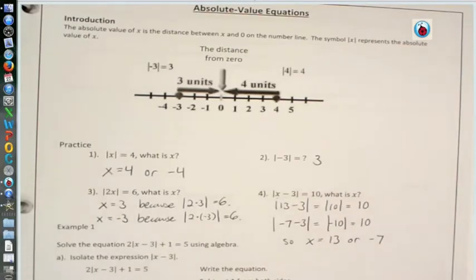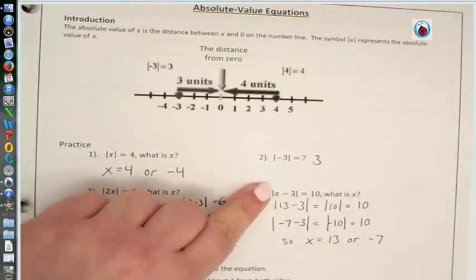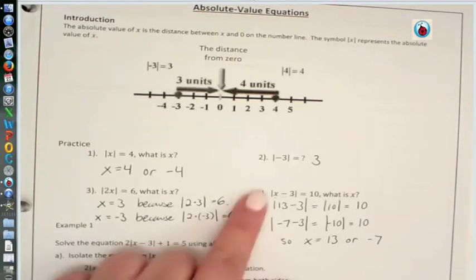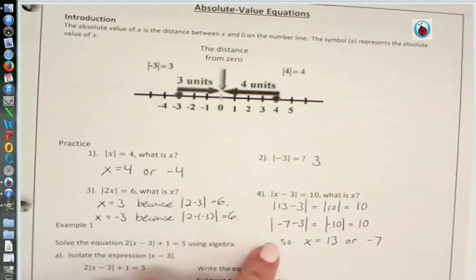But how do we do that? How are we going to find these two different answers? It was not obvious by looking at this equation that we would get 13 and negative 7 as our two answers. So we have to be a little bit strategic here. Right now we're just kind of thinking of the numbers that it could be. But for more complicated equations, we're going to want a strategy.